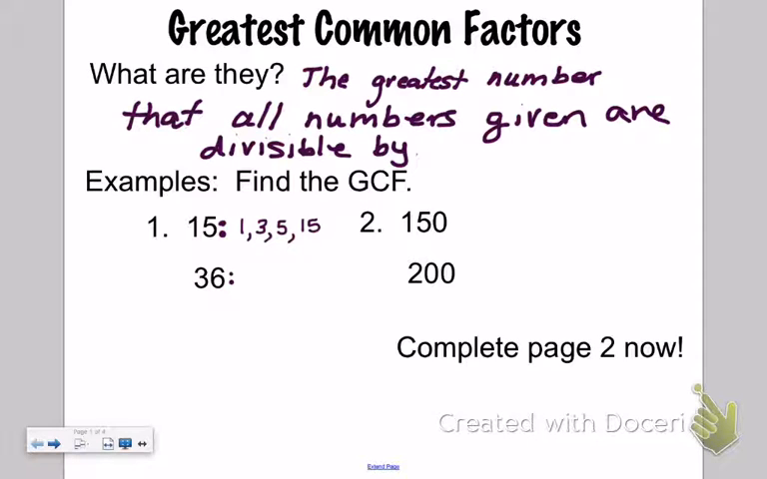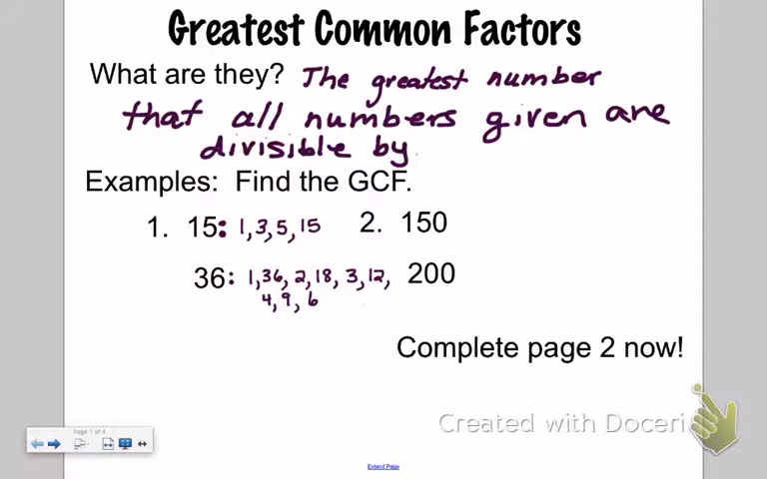Let's look at 36. It's always divisible by 1, and 1 times 36 gives me that 36. So 36 is also a factor. 36 is divisible by 2. When you divide 36 by 2, you get 18. 36 is divisible by 3, and when you divide by 3, you get 12. 36 is divisible by 4, and when you divide by 4, you get 9. It's not divisible by 5, and 36 is divisible by 6 because 6 times 6 is 36. So that is the list of all the factors.